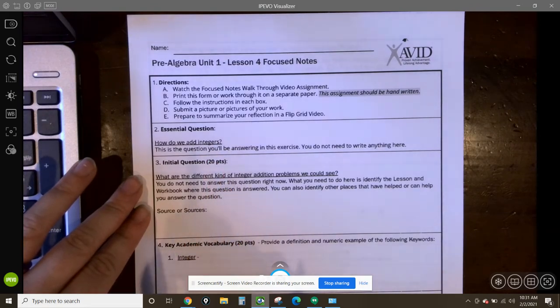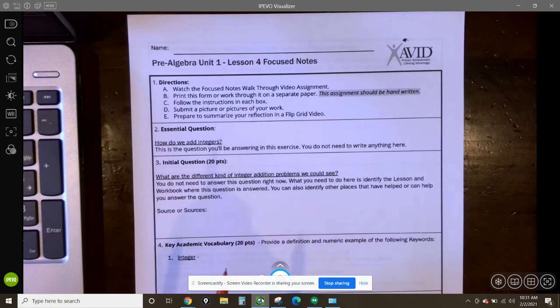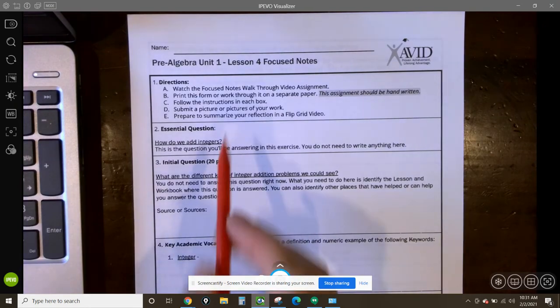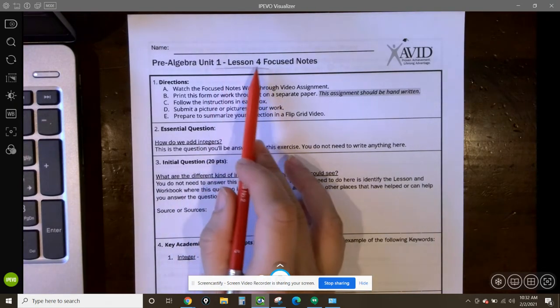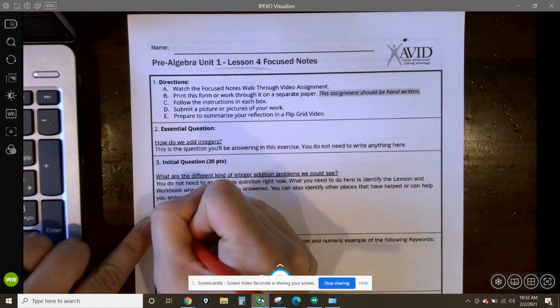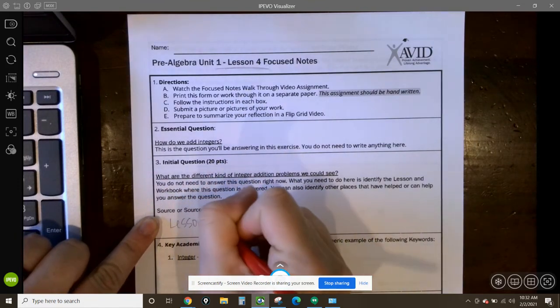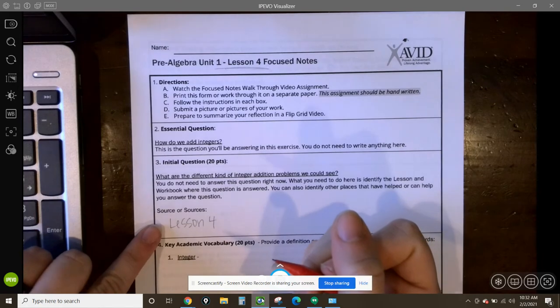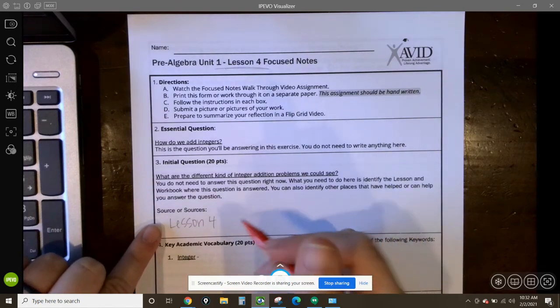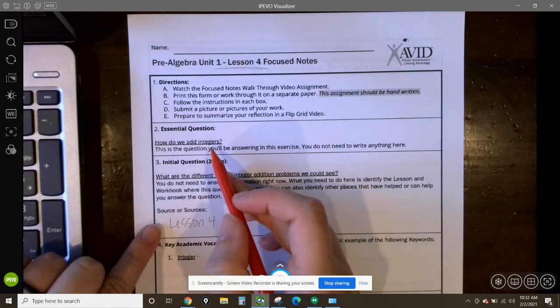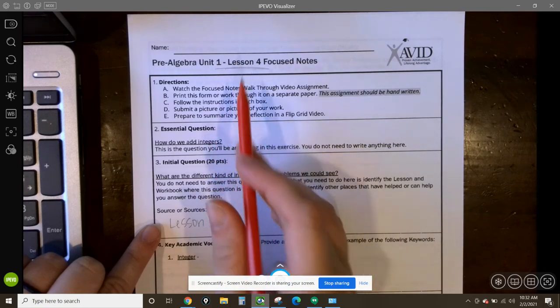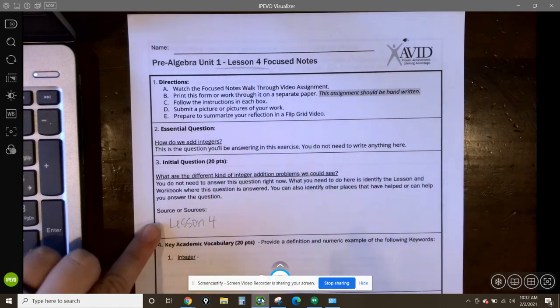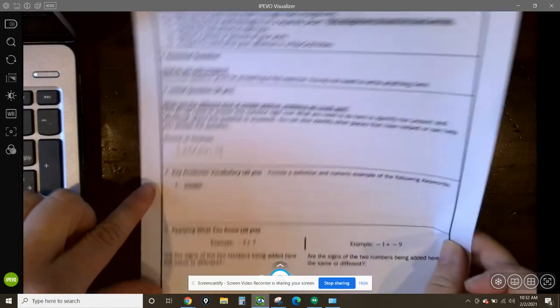Okay, our source or sources. So for this question, adding integers, we're going to focus on lesson 4 in our pre-algebra course. So for our source, I'm going to write lesson 4. You could, of course, also search the internet, go on Khan Academy or Virtual Nerd. There's tons of resources on adding integers, but we're just going to focus on lesson 4 in our course right now. All right, some key academic vocabulary.